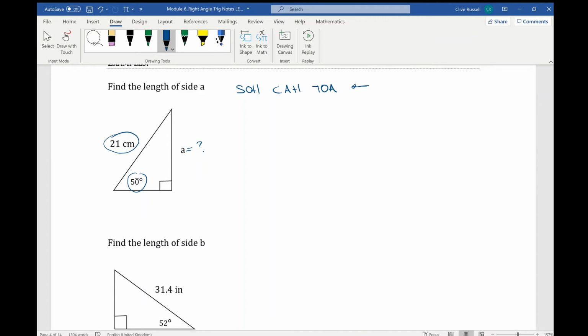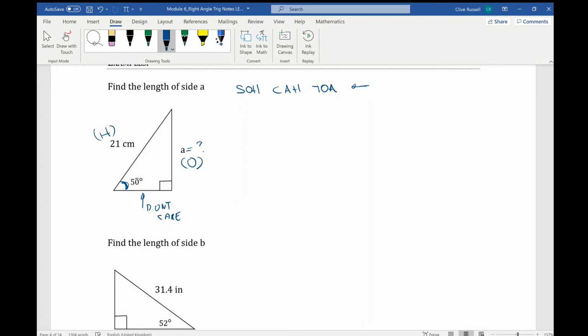So let's see now, which one do we use? Well, the first thing I would do is label opposite, adjacent, hypotenuse. So this 50 degrees here is our reference angle, right? Now the hypotenuse is always the same. So the 21 is our hypotenuse. It's the side opposite the 90 degrees. Now opposite the reference angle is A, so that's called the opposite. Okay, so we don't care about this side here, because we're not asked to find it.